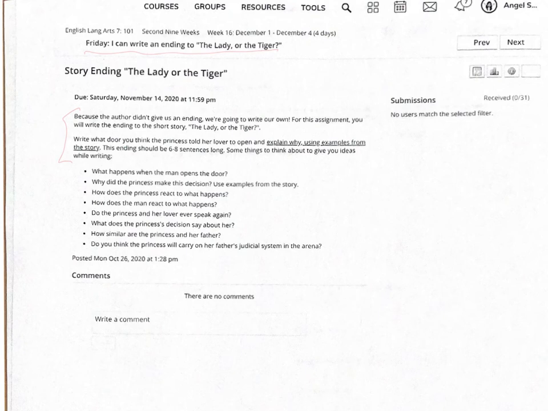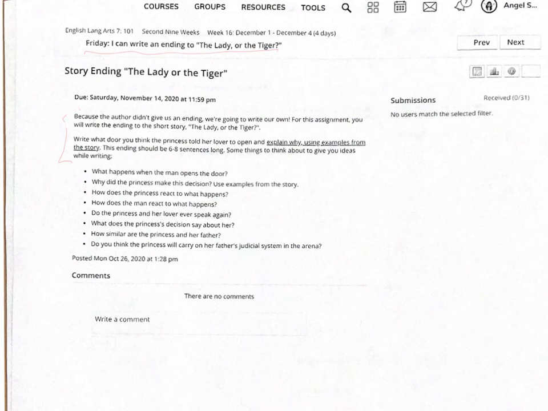For this assignment, you will write the ending to the story, The Lady or the Tiger. Write what door you think the princess told her lover to open and explain why using examples from the story. This ending should be 6 to 8 sentences long. Some things to think about to give you ideas while writing.